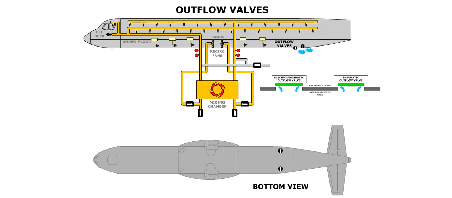Cabin pressurization is maintained by constricting the amount of air that is exhausted overboard. This is accomplished by modulating two outflow valves between open and closed positions. The outflow valves are located on the bottom side of the aft fuselage.